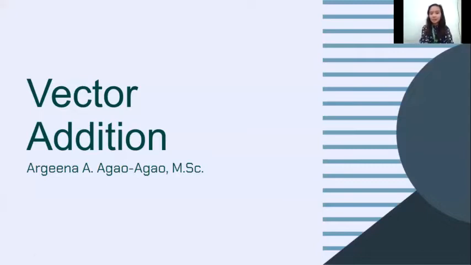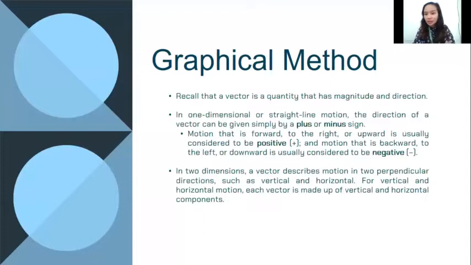Going to discuss vector addition. This is a continuation of our previous topic on scalars and vectors. So in this lesson, we are going to discuss the graphical and analytical method, which is a method in adding or subtracting vectors. Okay, so to start with, recall the vector is a quantity that has magnitude and direction.